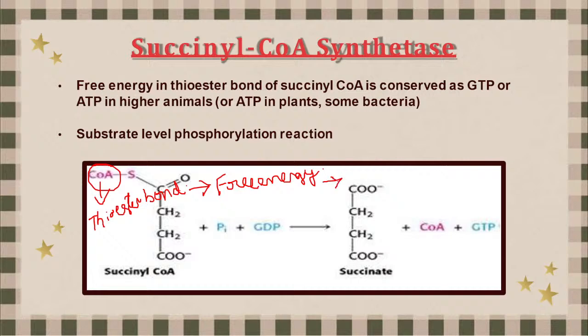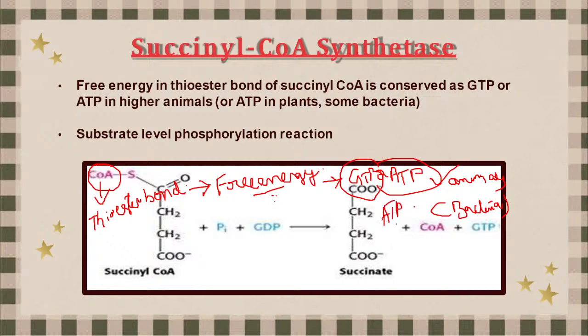Understand my words correctly. In most organisms, the free energy is conserved in the form of GTP or ATP. In 90% of cases, the free energy is stored in GTP or ATP in higher animals. But in bacteria, this higher energy is used only for the production of ATP, not GTP. In higher animals, 90% of the cases it is used for the production of GTP, and in 10% of the cases for ATP. Please don't get confused by this statement.